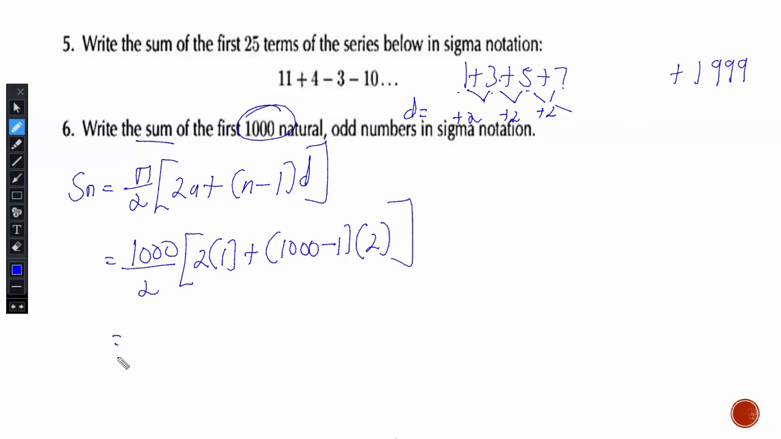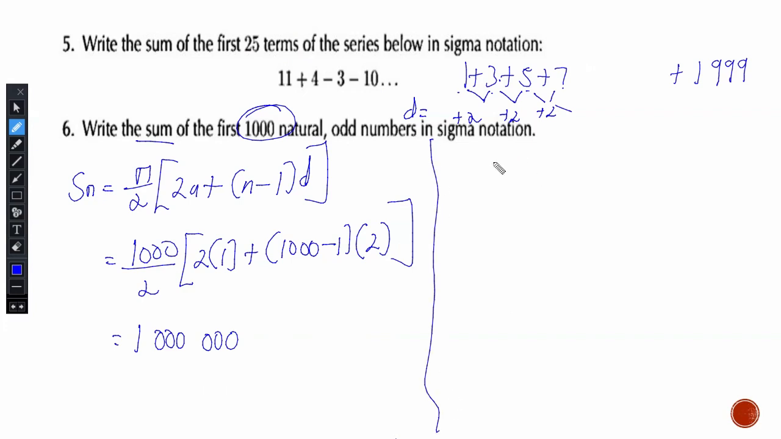Now, if you punch all of this into your calculator, so quickly it's 1000 divided by 2, and then 2 times 1 plus 1000 minus 1 in brackets, then times that by 2. So we're going to get 1 million, right? So the sum of the first 1000 odd numbers will give us 1 million.